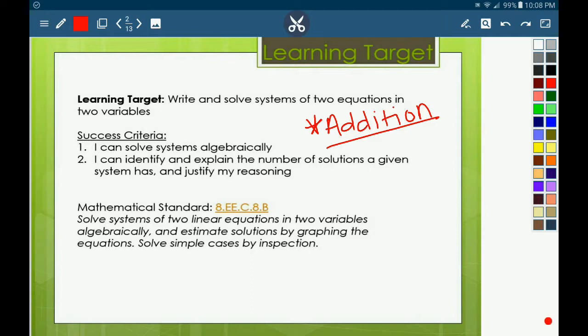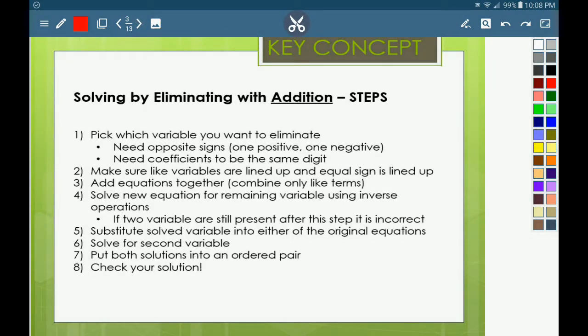To be successful at this, we're going to, one, be able to solve a system algebraically. Again, we're not going to be using a graph. And two, identify and explain the number of solutions a given system has and justify our reasoning. There may be times where there's one, none, or infinitely many solutions. So let's take a look at the main idea here.